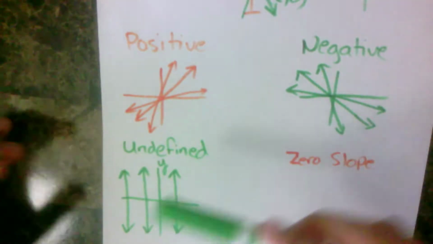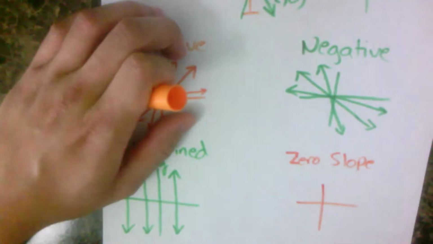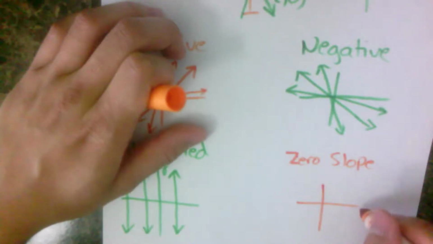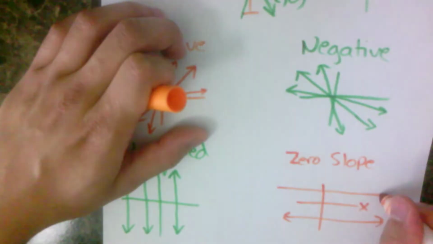So if this one's up and down, you can probably guess, and I kind of mentioned it earlier, this is the x-axis. These are zero slopes. It's when they're perfectly horizontal.